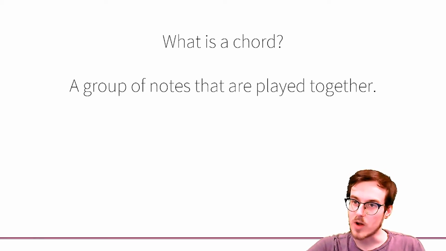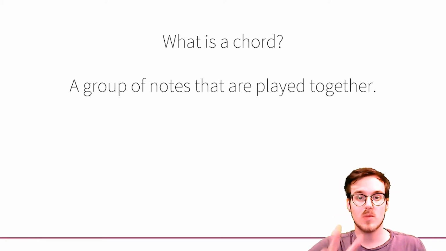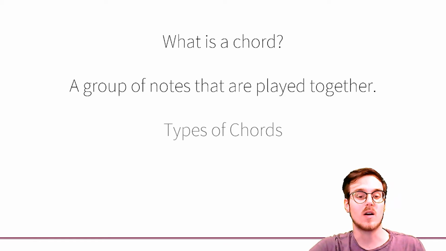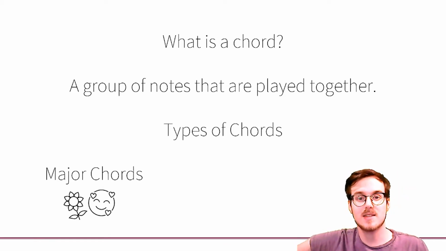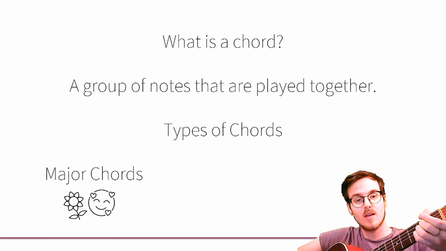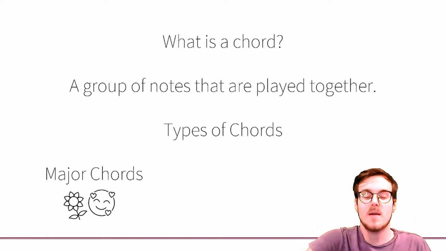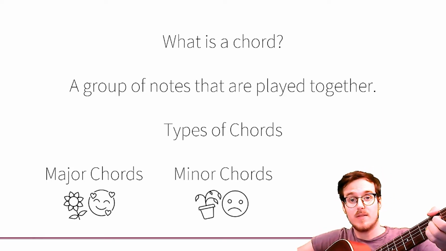Now, what we're going to worry about for today, we're not going to get into all of the chord types. We're just going to talk about the two most important chord types, and these are major chords, which sound nice and light and happy. And we're going to talk about minor chords that sound darker and sadder.